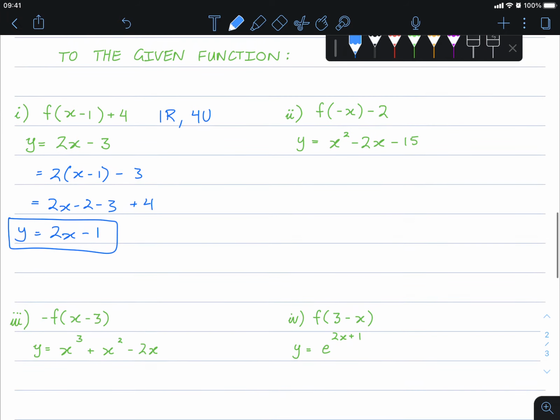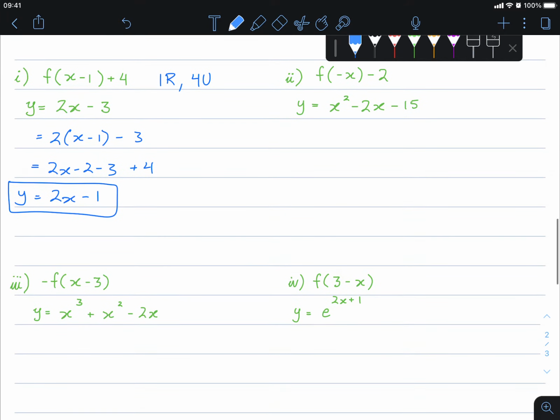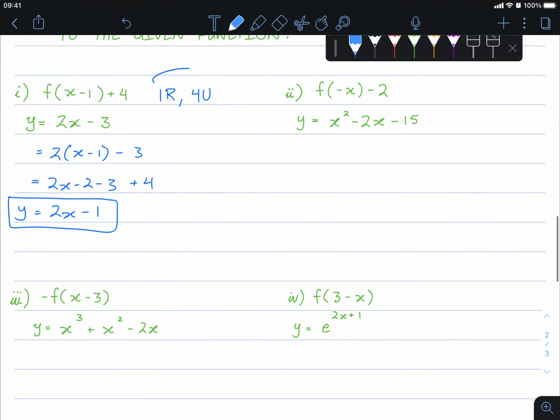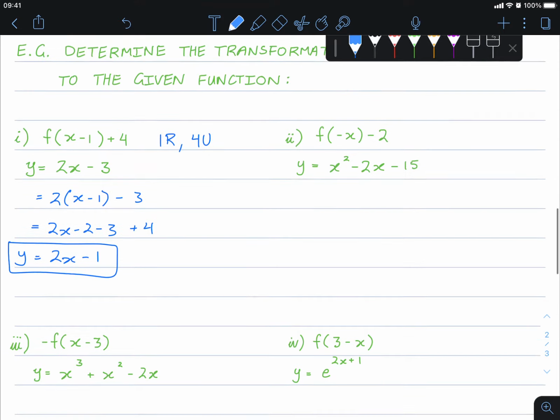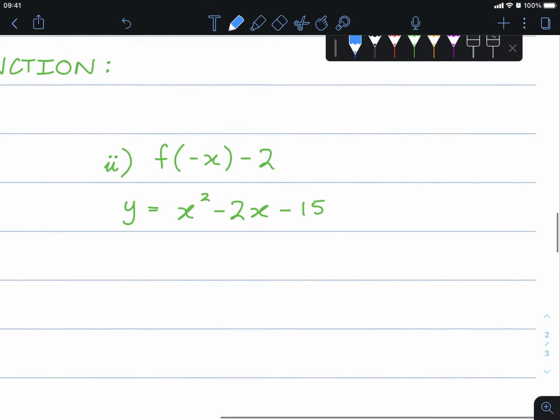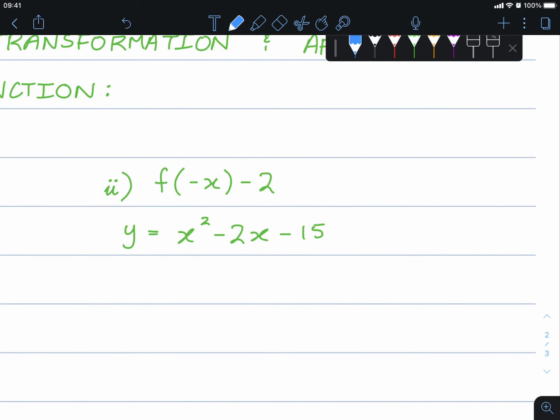Go ahead, pause the video and give it a go yourself. First, recognize what the 2 transformations are, and then apply them to the function given to you. So here we go. Looking inside the bracket first, that is a reflection on the y-axis. And then 2 down. That one's nice and easy.